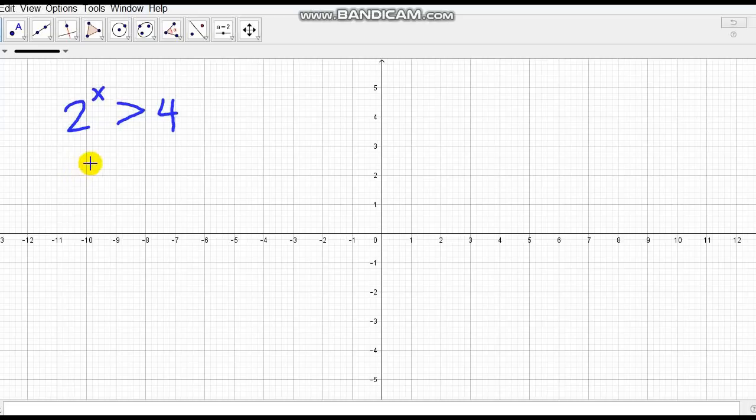Moreover, if we have a logarithmic inequality, it can be like this: logarithm of x to the base 2 is less than 10. This is an example of a logarithmic inequality. So logarithm of x to the base 2 is less than 10.